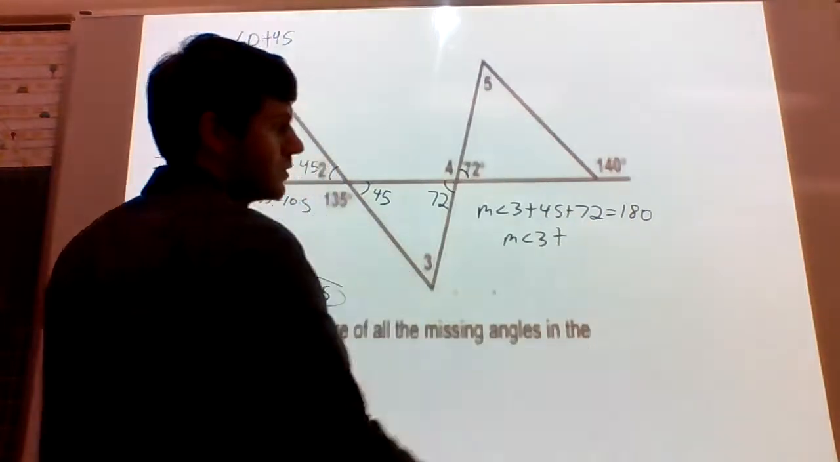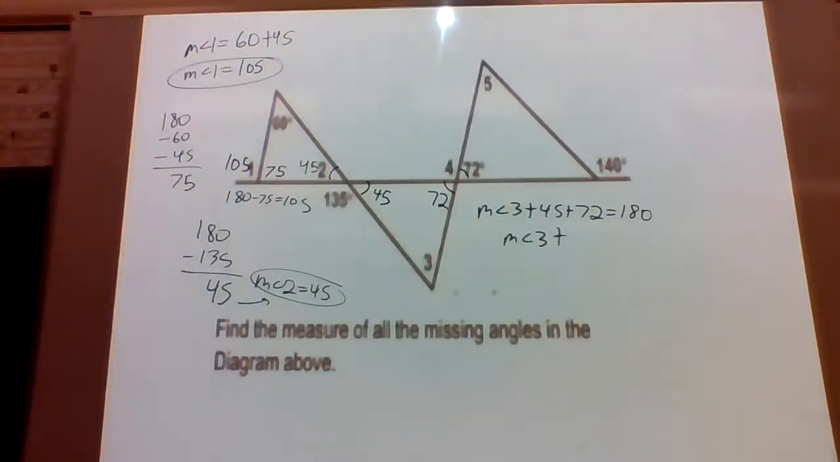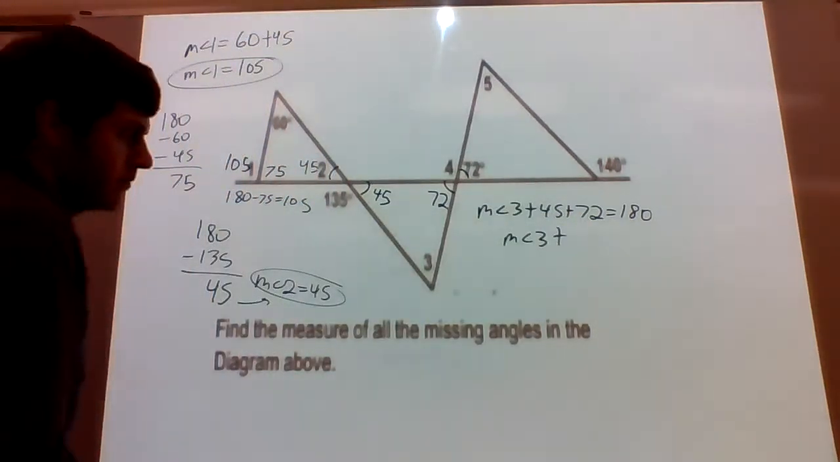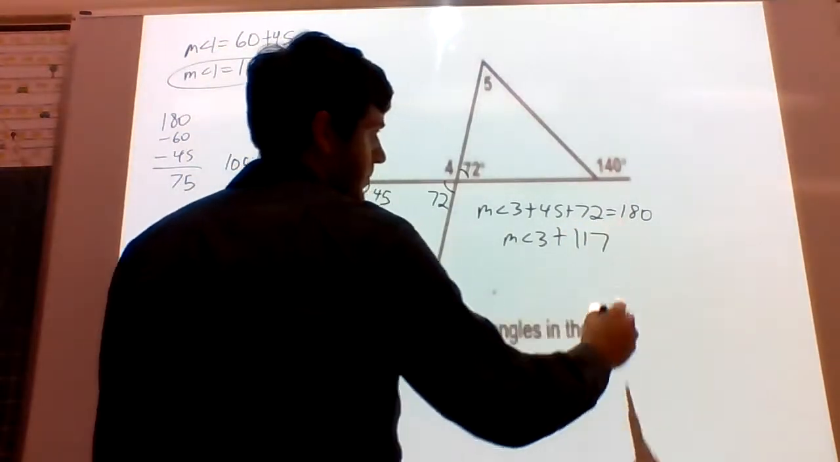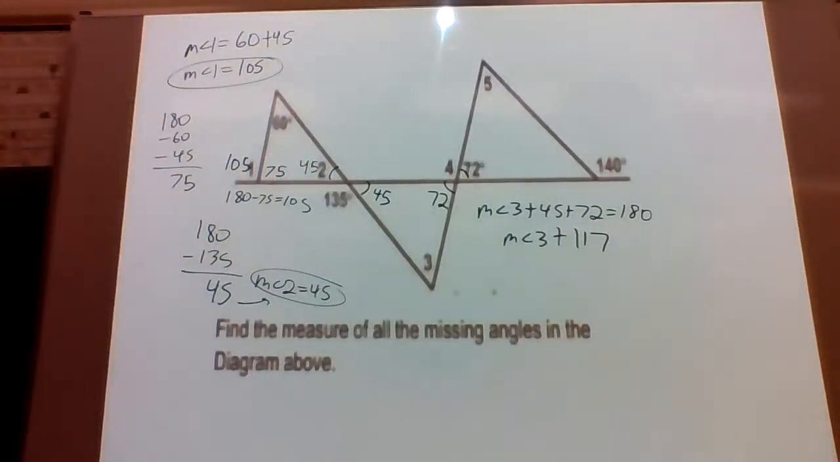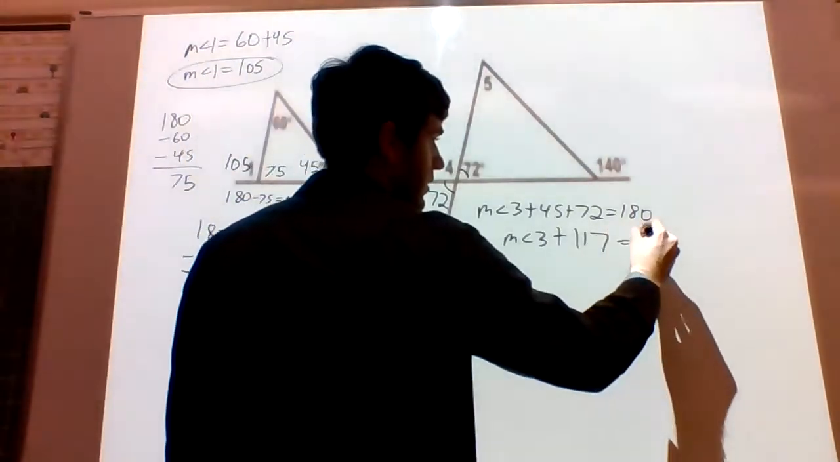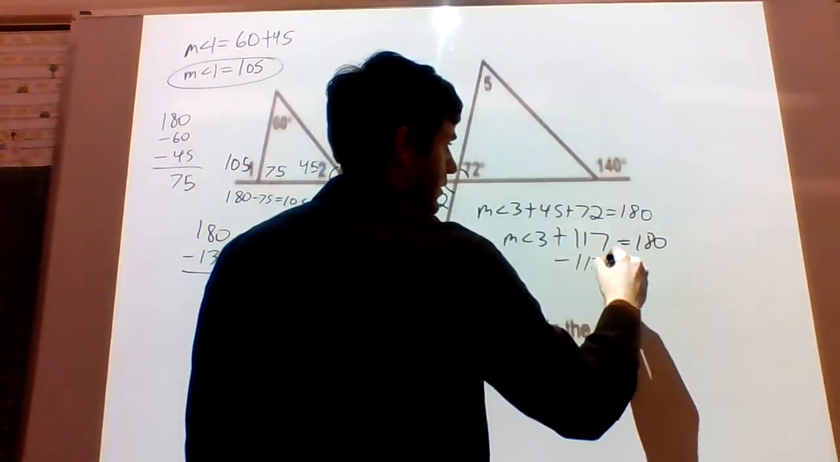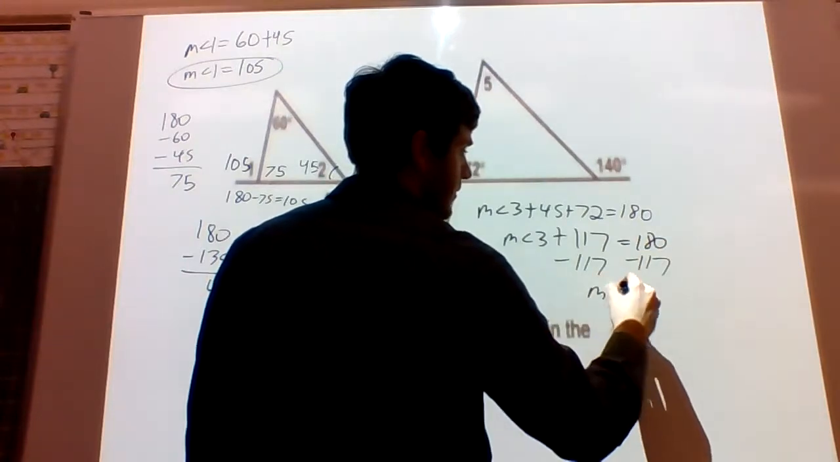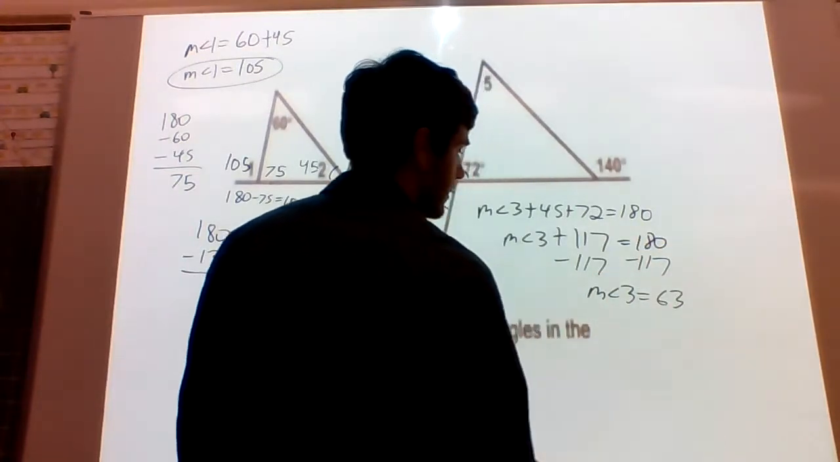45 and 72 is going to give us 117. Right, 70 plus 40 is 110. 5 plus 2 is 7. 110 plus 7 is 117. 180, subtract 117. The measure of angle 3 is 63 degrees.